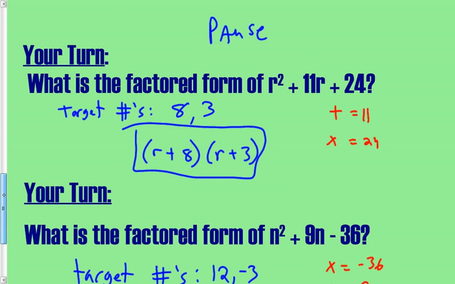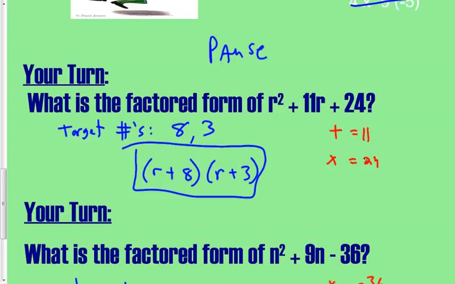All right, so for the first one, remember we want it to be multiplied to equal 24 and add to equal 11. So the two target numbers that I found to work for that would be 8 and 3. So then I put it into the two binomials, and we get r plus 8 times r plus 3. And again, to check that, you can FOIL it.